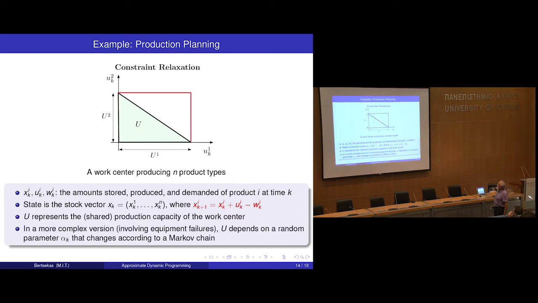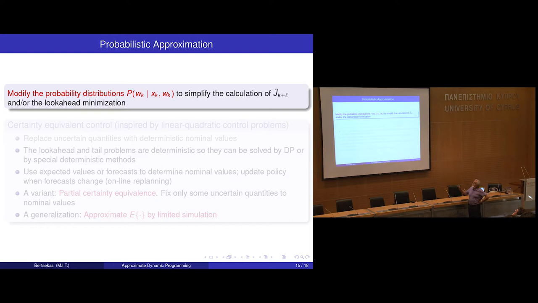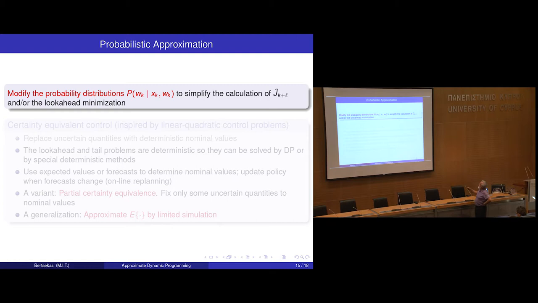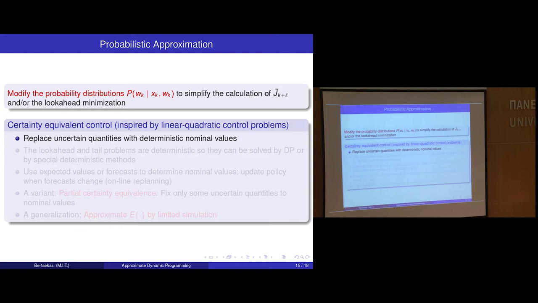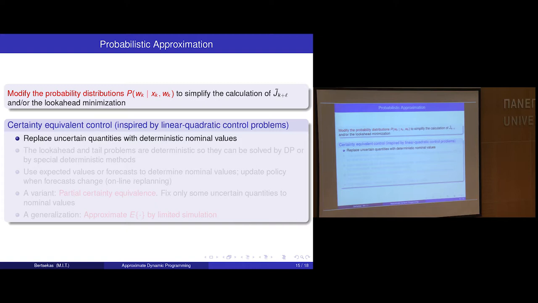I want to cover some other things. Probabilistic approximations are a different kind of approximation: if the problem is complicated by the presence of various probability distributions, in order to simplify the calculation of the approximate cost-to-go, we replace the probability distributions and the random variables with deterministic quantities. This is called certainty equivalent control, and is inspired by linear quadratic control problems, where in fact the substitution of uncertain quantities by expected values preserves optimality. Then what we have is tail problems that are deterministic, so they can be solved by deterministic methods. Sometimes the deterministic methods can be very, very efficient, and that simplifies the problem.